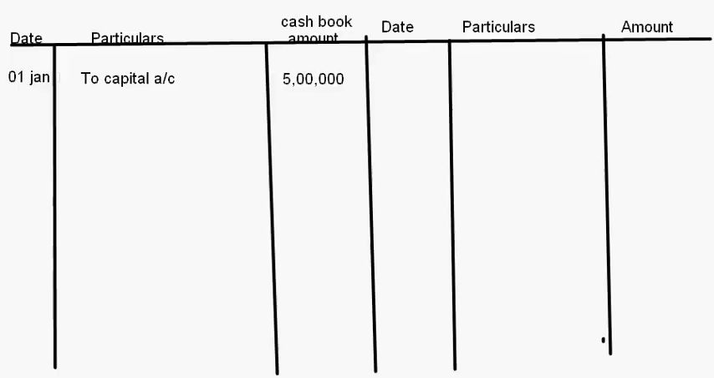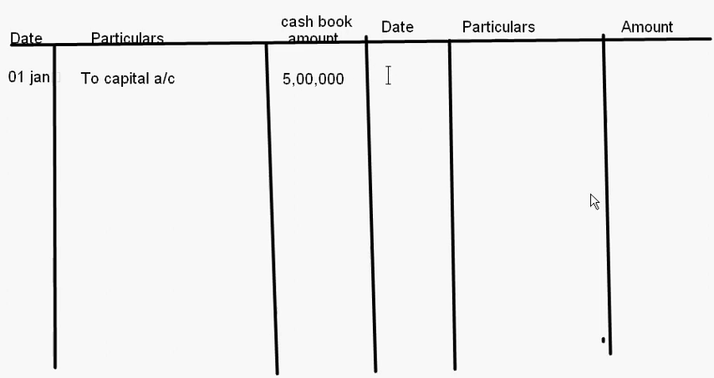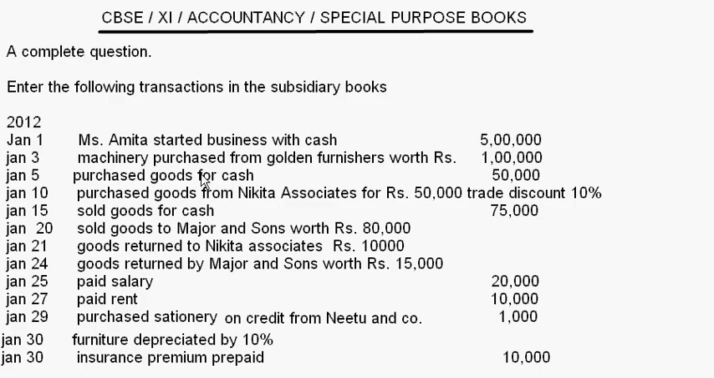Now look at the next transaction. Purchase goods for cash. Now this is a cash purchase. Purchase goods for cash. So that is January 5th and 50,000 rupees. So it will come in the cash book. January 5th by purchases 50,000 rupees, right?